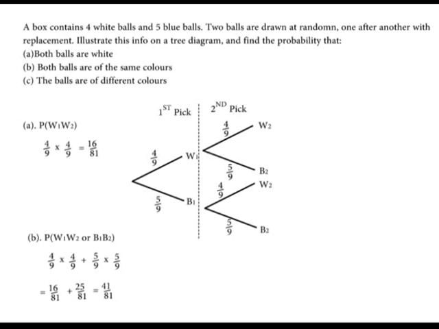And C, there are also 2 paths with different colors, either white blue or blue white. Therefore, we calculate the probability of white blue or blue white. That is equal to 4/9 times 5/9 plus 5/9 times 4/9. That gives us 20/81 plus 20/81, giving us 40/81.